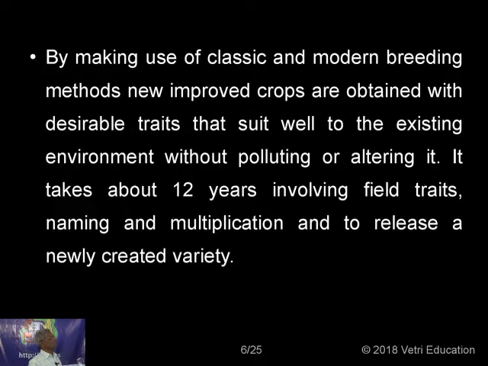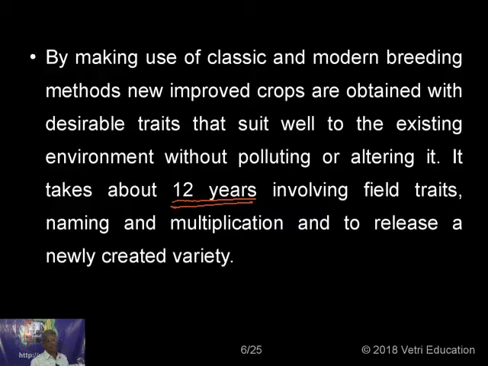By making use of classic and modern breeding methods, new improved crops are obtained with desirable traits that suit the existing environment well, without polluting or altering it. It takes about 12 years, involving field trials, naming, and then multiplication, to release a newly created variety. See, it's also a time consuming process. In one day or 2 days, you cannot produce a new crop or a new variety.